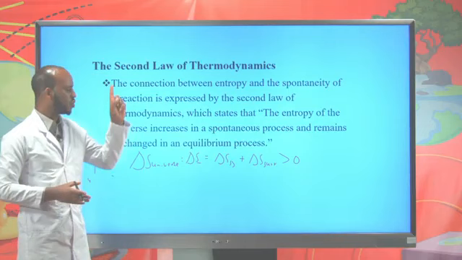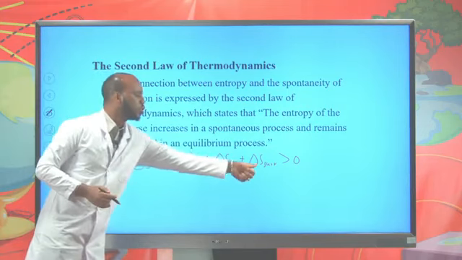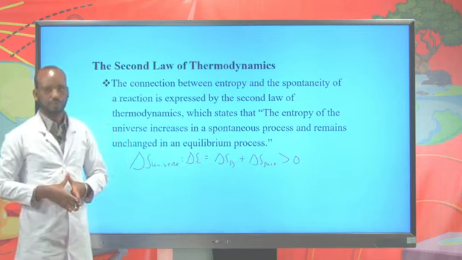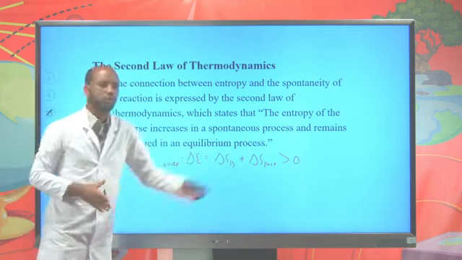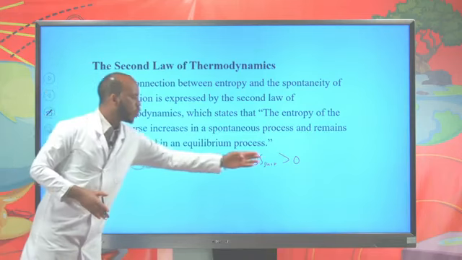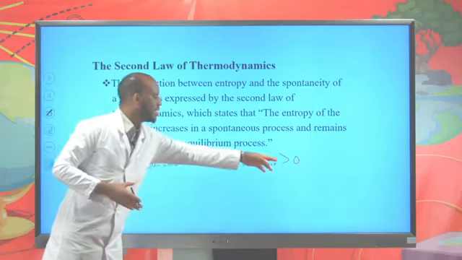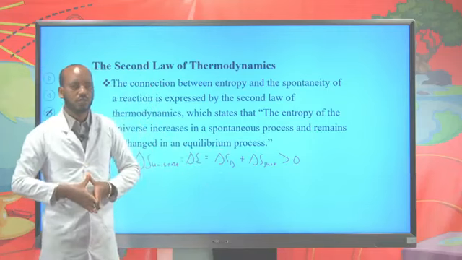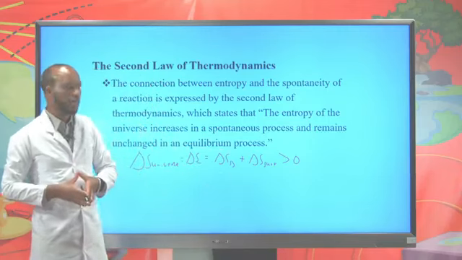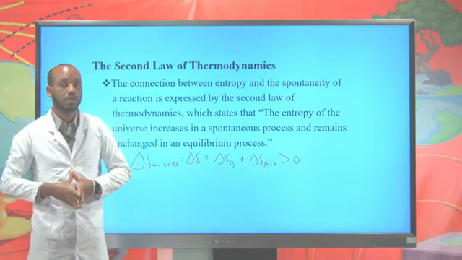Note that there is no strict criterion for the sign of entropy of the system and entropy of the surroundings, as long as total entropy change is greater than 0. Therefore, if total entropy change is greater than 0, then the process is spontaneous. If total entropy change is less than 0, the process is non-spontaneous. If total entropy change equals 0, then the process is at equilibrium.